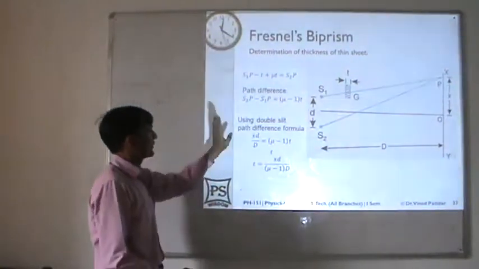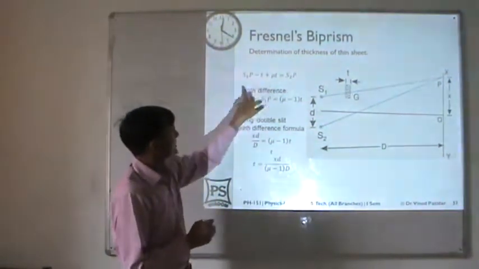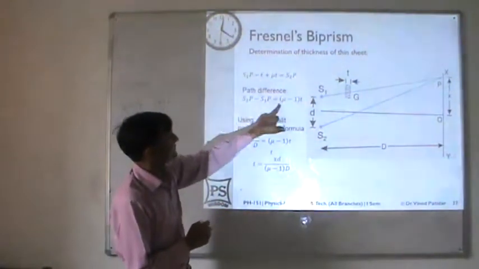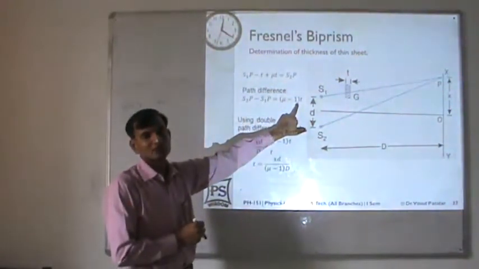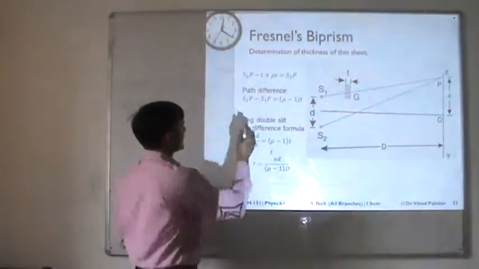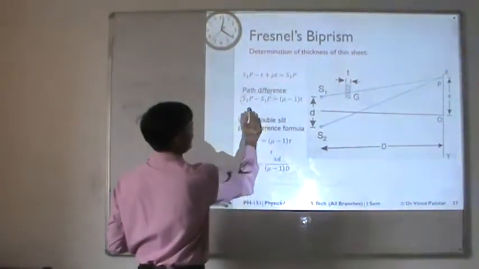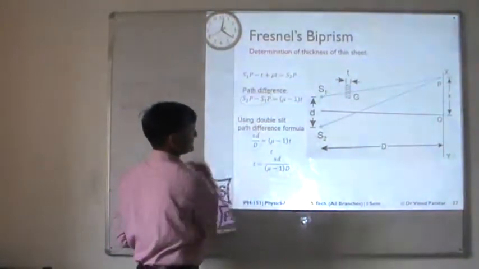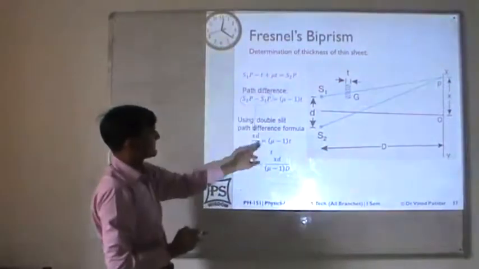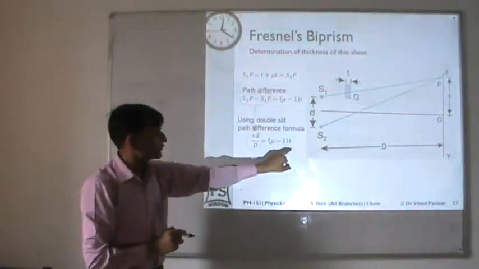Fine. Now if I do just a slight adjustment, S1P minus S2P comes out to be (mu minus 1) into t. Now according to our knowledge, this is given by this formula. So this can be replaced by xd by D equals (mu minus 1) into t.